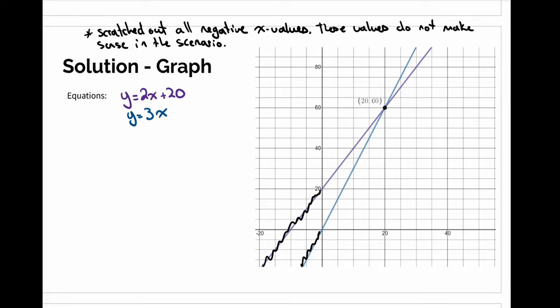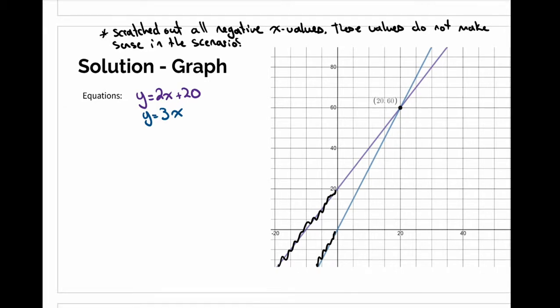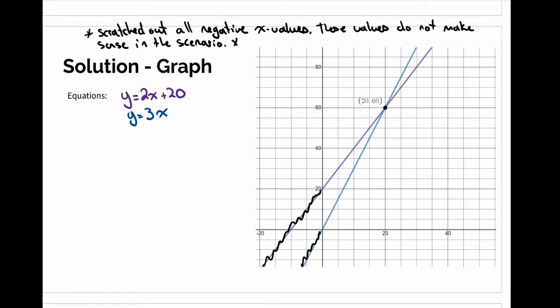So the reason I scratch them out is because I don't want to look at them, and I don't want to get confused by them. Basically, they don't have any information that will be important to me for this scenario. They're still there, they're still viable points because we know lines continue on forever, but in terms of the scenario, I don't need to focus on them.